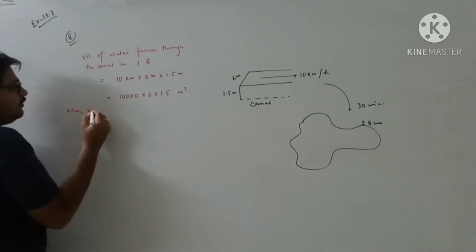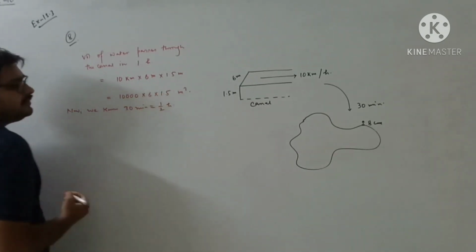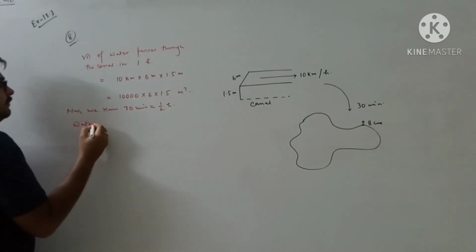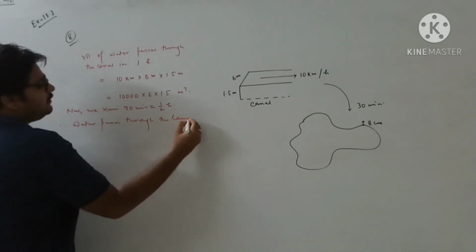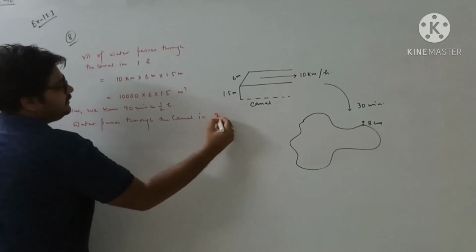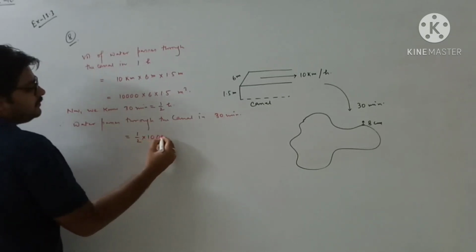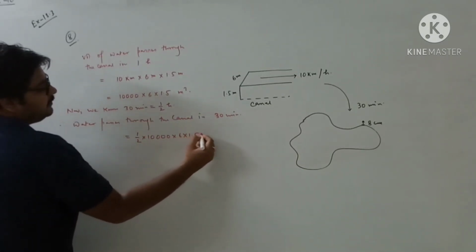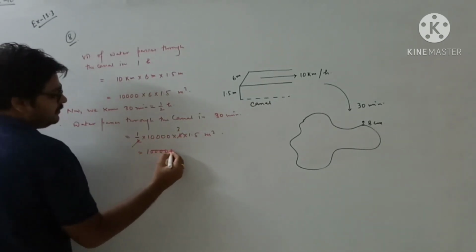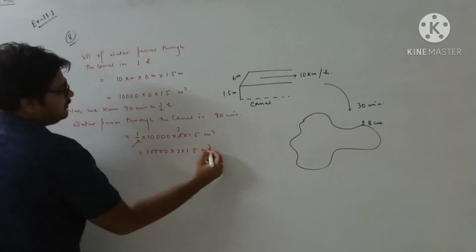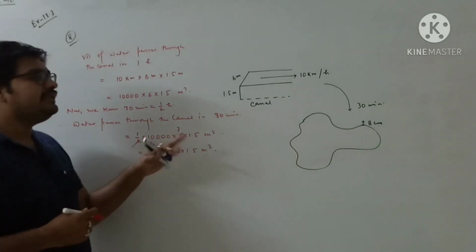Now we know 30 minutes means half an hour. Therefore, water passing through the canal in 30 minutes will be half of this. Got it? So this is the volume of water passing through the canal in 30 minutes.